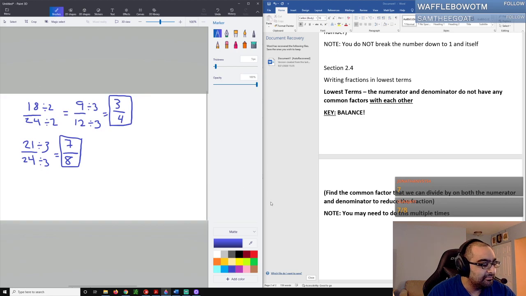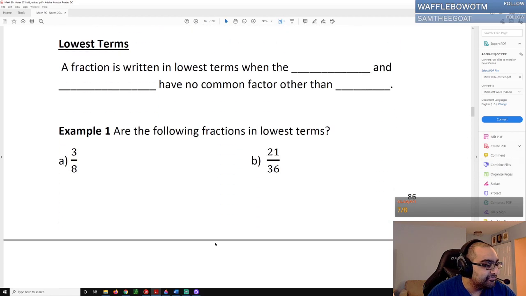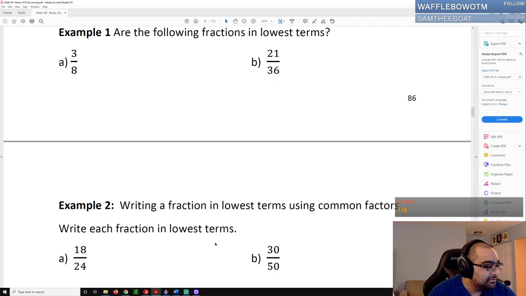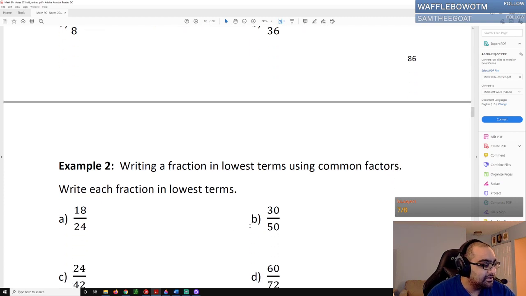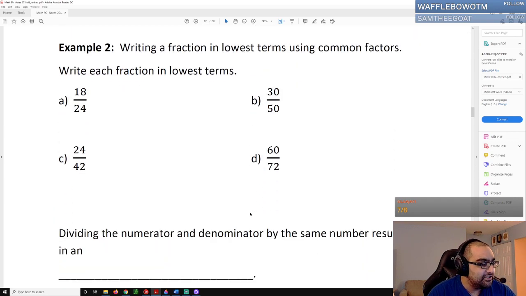Okay. Let's go ahead and try another. All right, that one's pretty good. Yeah, we'll try a couple of these. That's page 87. So looks like 30 and 50. So let's go with that.